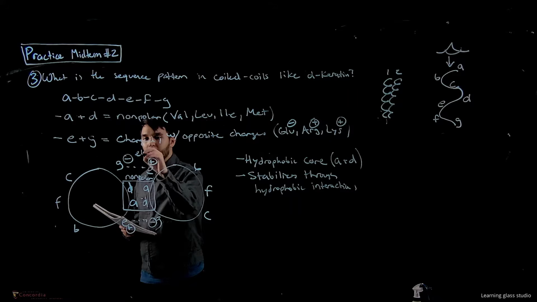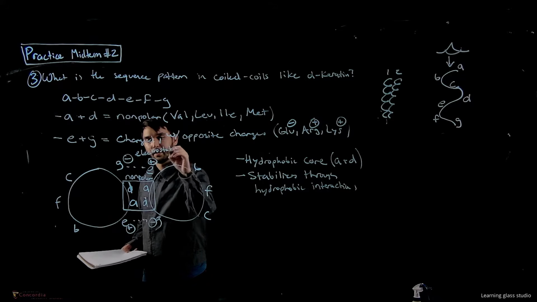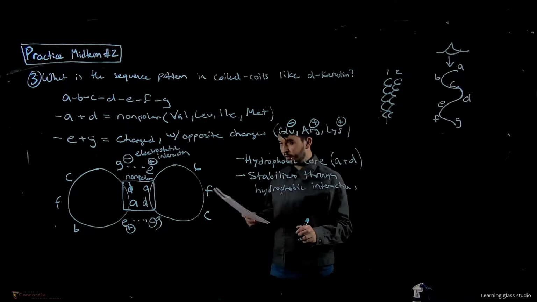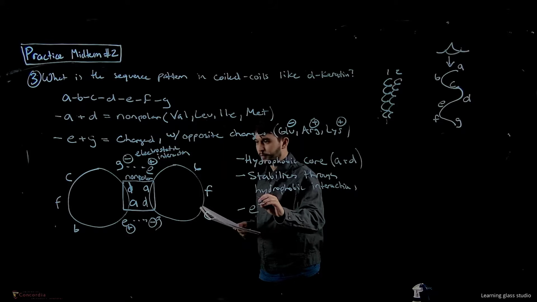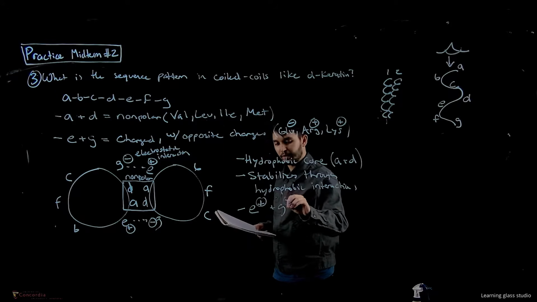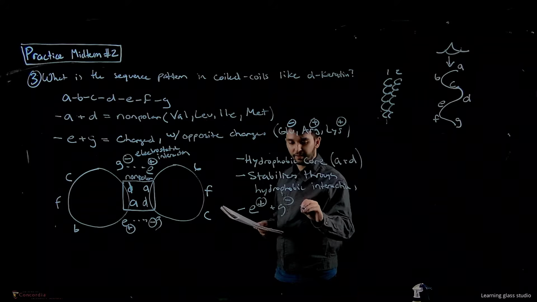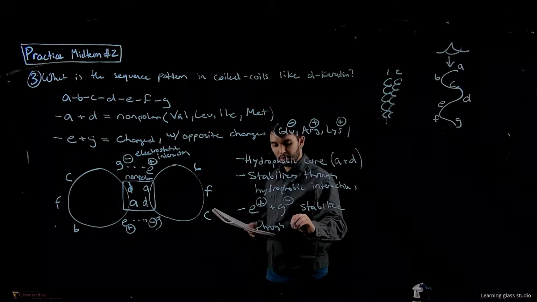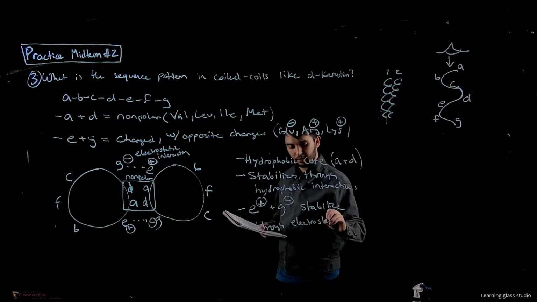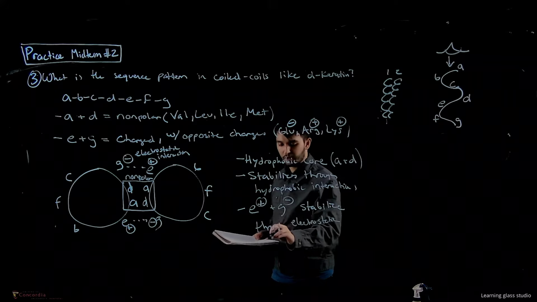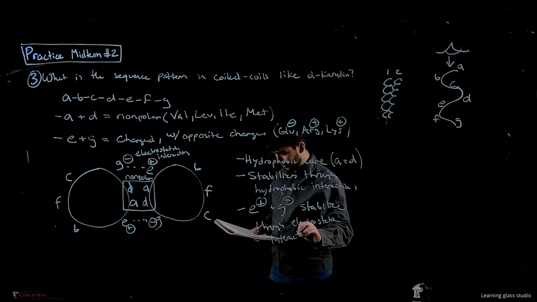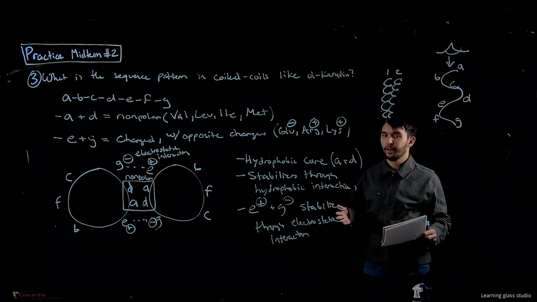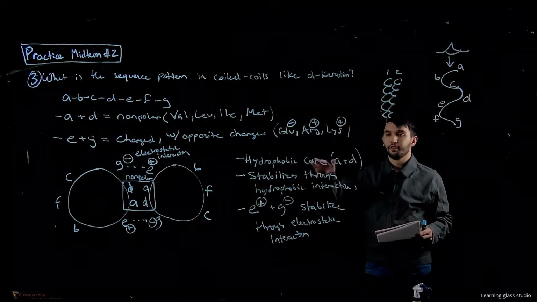Electrostatic interaction. So the E plus and G minus in this case can stabilize through electrostatic interaction. So a positive charge next to a negative charge. And the last thing to note here is there can also sometimes be disulfide bonds. Those are covalent bonds between cysteine residues, and those can further stabilize the structure.